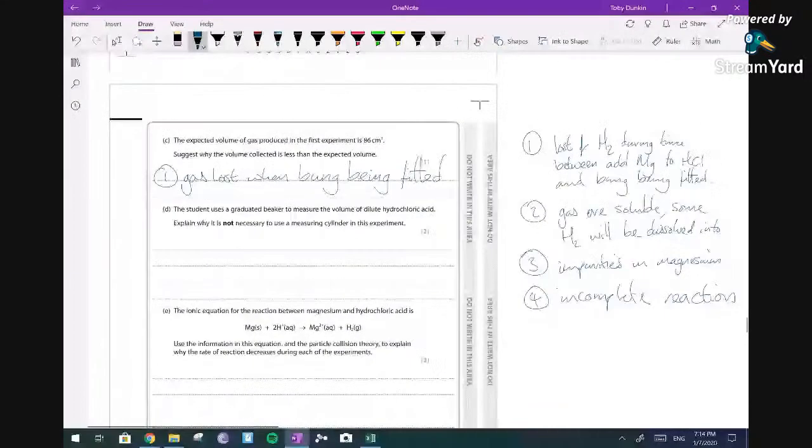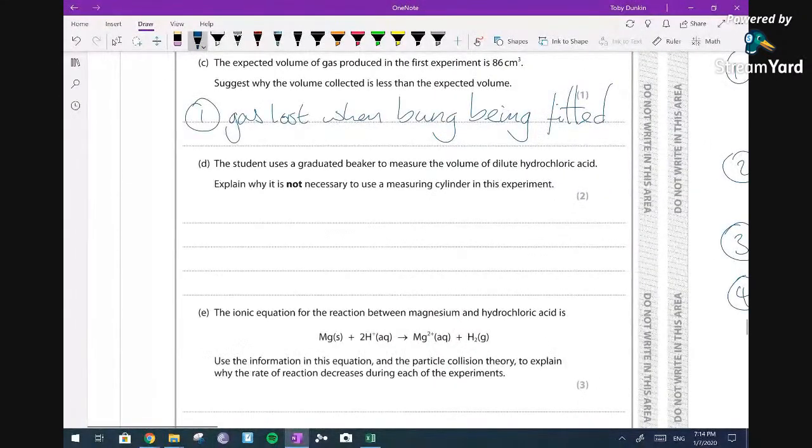Okay, next. The student used a graduated beaker. Ooh, that's funky. Graduated beaker to measure the volume of dilute hydrochloric acid. Explain why it is not necessary for him to use a measuring cylinder. Right. The reason for that was because the acid was in excess, which means we didn't have to add it in a precise amount. We just needed to make sure that there was too much. So we don't really need to measure it.